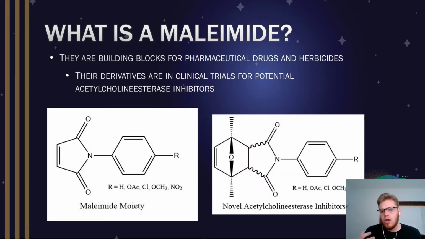But moving on, what is a maleimide? They are building blocks for pharmaceutical drugs and herbicides. The picture on the left is a maleimide, where you can put different functional groups on that benzene ring, and their derivatives are in clinical trials as potential acetylcholinesterase inhibitors, which are an Alzheimer's treatment. The picture on the right is the acetylcholinesterase inhibitor, which is on trial for Alzheimer's treatment.